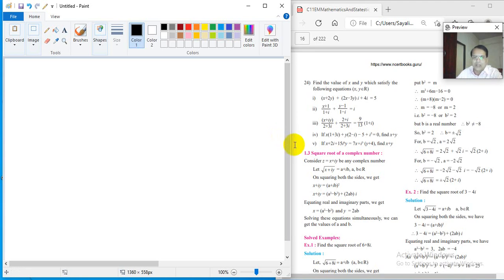Now we will go for the next topic that you have to learn, and it is the square root of complex numbers. Now I have to work on the square root of complex numbers. So this is the topic now, square root of complex number.